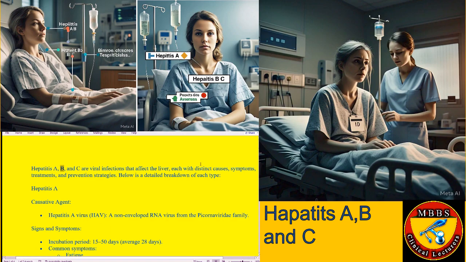Hepatitis A, B, and C are viral infections that affect the liver, each with distinct causes, symptoms, treatments, and prevention strategies. Below is a detailed breakdown of each type. Hepatitis A. Causative agent: Hepatitis A virus, HAV, a non-enveloped RNA virus from the Picornaviridae family.